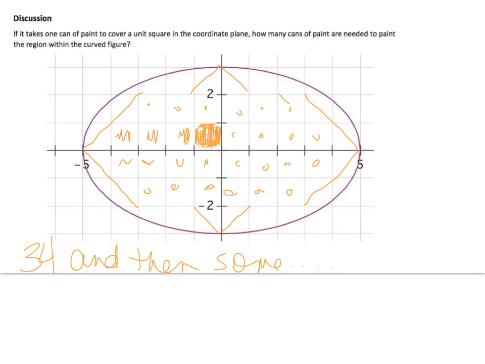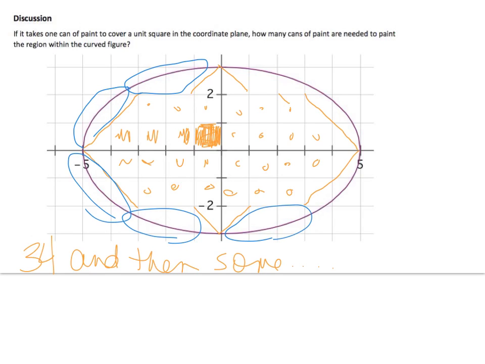How do we approximate these? All of this stuff on the outside that I didn't count. What do we do there, right? Yikes. So this strategy of just counting squares and half squares, it's going to take more than 34 cans of paint, right? Now what if we did something else?